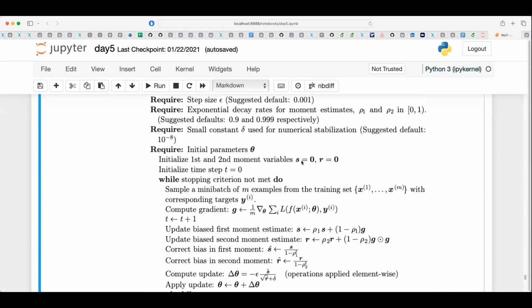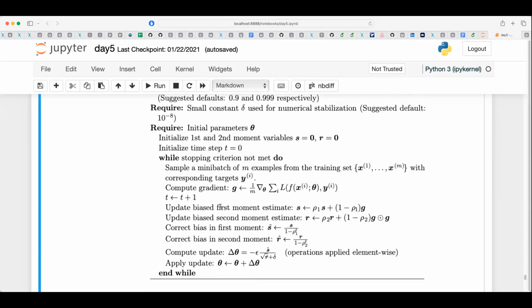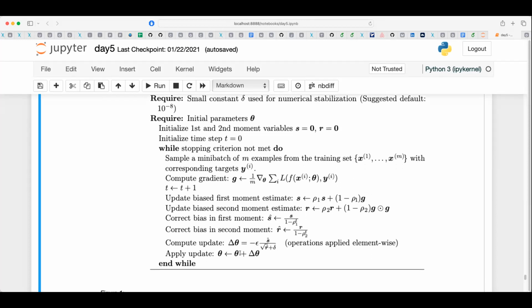So you would initialize these momentum variables S and R. You calculate the gradients. You update the biased first momentum, which now contains information about the gradient multiplied with this rho 1. You have the second momentum, and then you correct this bias by taking the value S and dividing by 1 minus this rho 1 to the power of the number of iterations, T, which is here. And then similarly with this R, which is given by this value R divided by this second momentum. And this is the way you update now the learning rate. And then you apply the final update here.